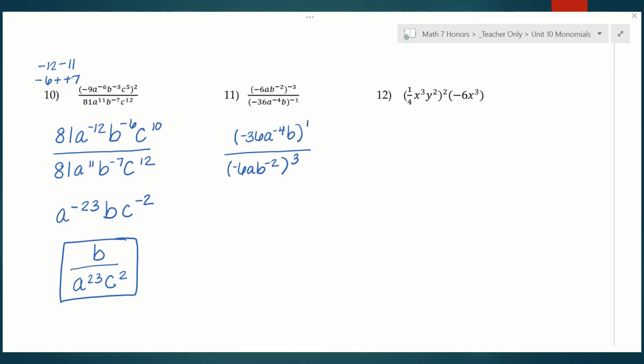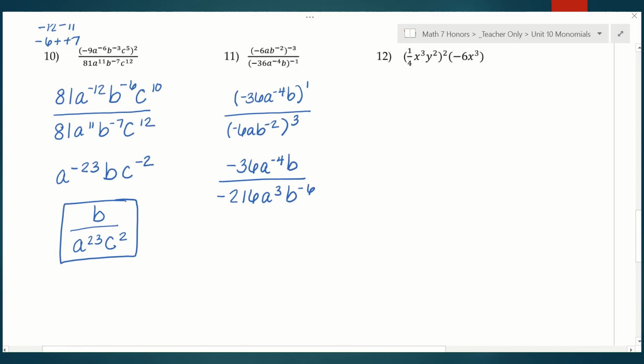So now I'm going to go ahead and evaluate those based on their powers. So the top isn't going to change because it's to the 1st power. So I'm just going to rewrite that. The bottom, negative 6 to the 3rd power, negative 6 times negative 6 is positive 36, and positive 36 times negative 6 is negative 216. And then I would have an a to the 3rd and a b to the negative 6th.